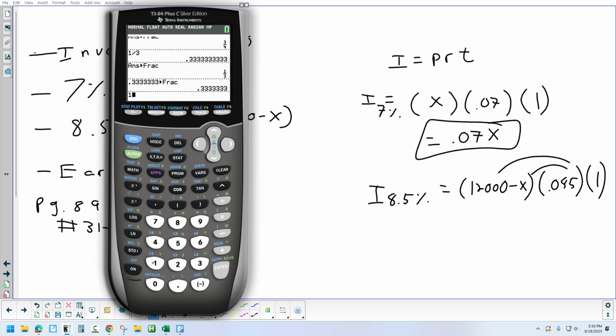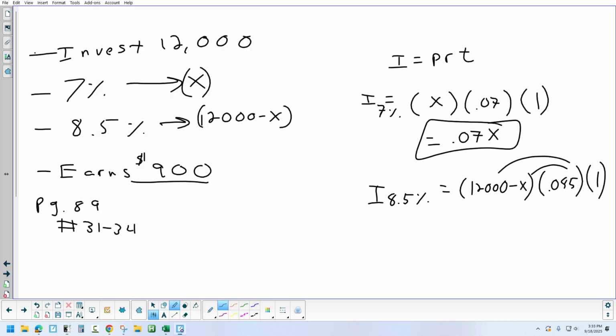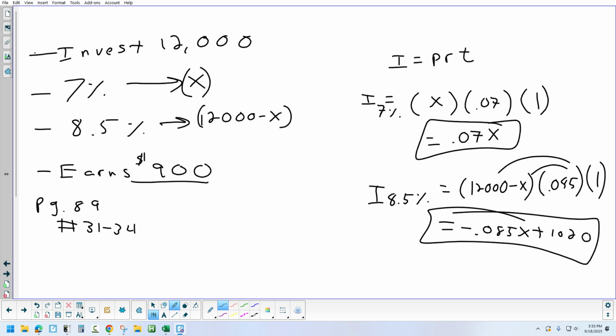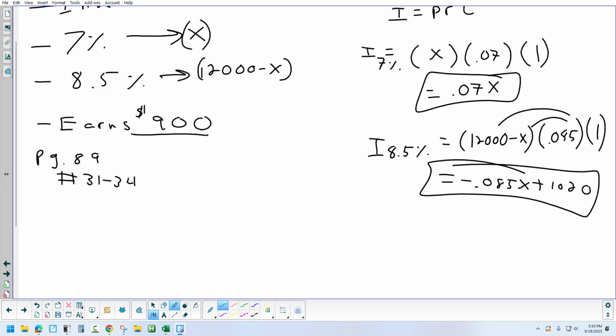So we got 12,000 times 0.085, and that gives us 1020. So that's going to be negative 0.085x plus 1020. So we've got a formula for each amount of interest separate. Now we want to get a formula combined together. When I combine the two interest formulas together, are there any like terms?